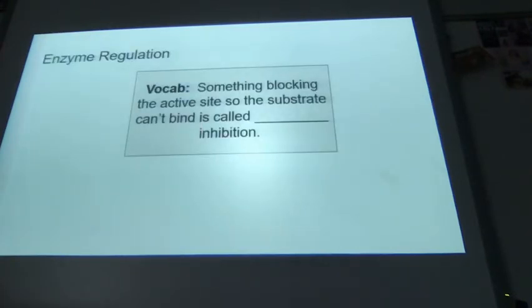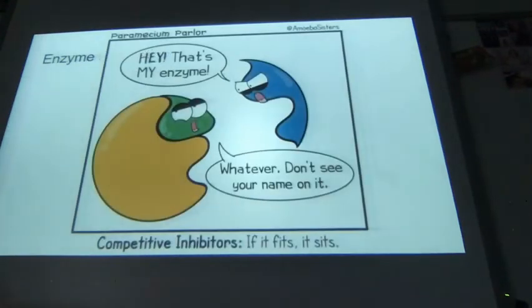Something blocking the active site so the substrate cannot bind is called what kind of inhibition? Allosteric. Competitive. Competitive. Can you go back there? Can I write that down?